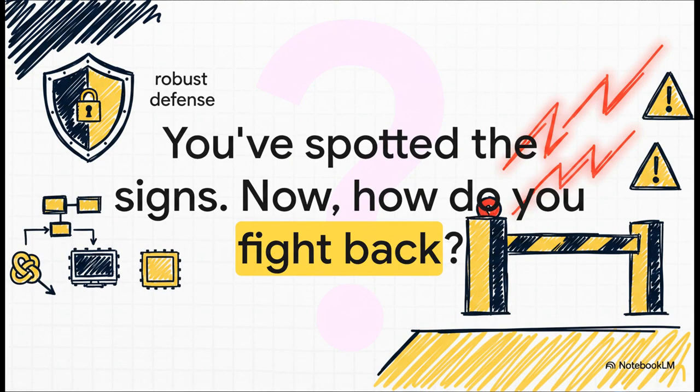Okay, so you've learned to spot the smoke. You see the signs. But what do you do when you see it? How do you stop those little flickering flames from turning into a raging inferno? This is where we make the switch from just detecting the problem to actively defending against it.